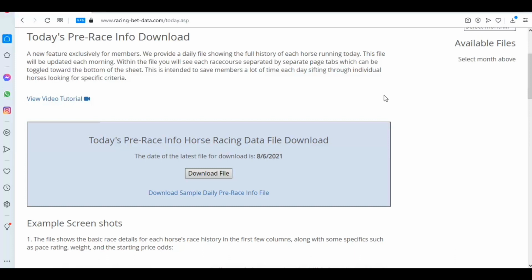Today we're going to be looking at dobbing. For anyone unfamiliar with the term, it's an abbreviation, so DOB is double or bust. It's a new feature I've added into the pre-race download file. So I'm going to download the file and give you some examples and explanations behind the dobbing calculation.